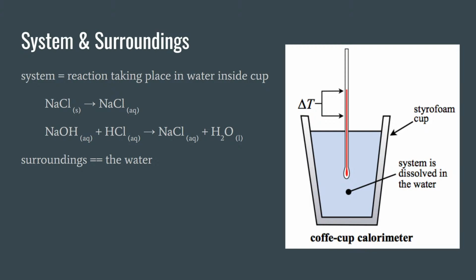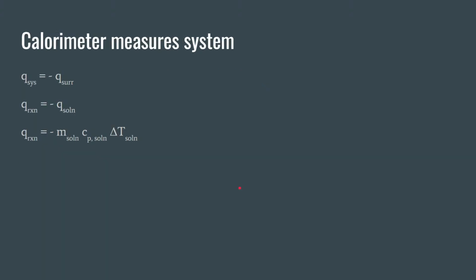Now, system is the reaction. The surroundings is equal to the water. Therefore, when we're measuring the system, we're doing so by measuring the surroundings. So Q of the system is equal to negative Q of the surroundings. So the Q of the reaction is equal to negative Q of the solution. The heat lost by the reaction is the heat gained by the water, or vice versa. So when we're measuring the heat of the reaction, it's negative mc delta T. That's an important thing to remember.